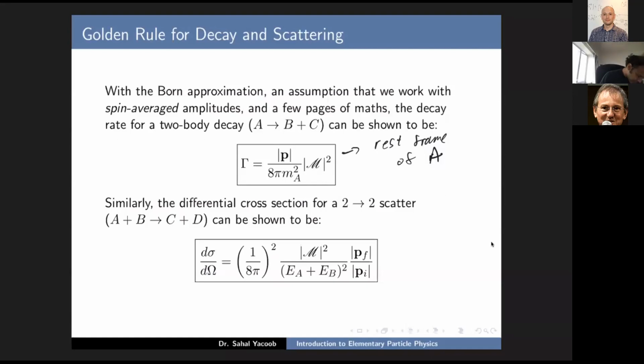Similarly, for a 2 to 2, oh, I can't mute my computer, because then if Ilya wants to interrupt with a question, I won't be able to hear. So we're going to have to put up with hearing when I get emails.